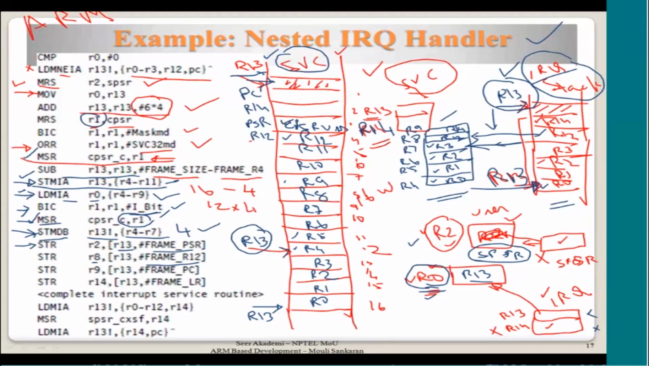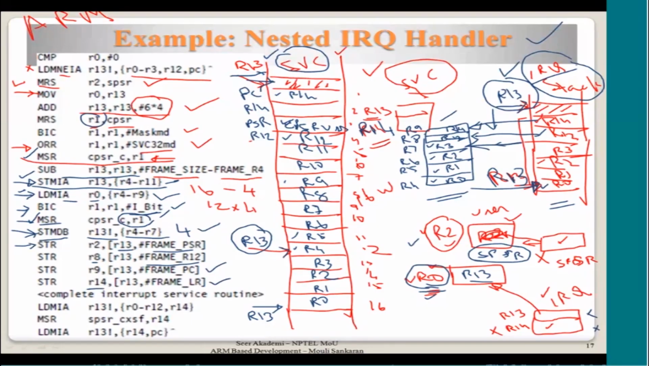Now R9 to PC. What is R9 having? R9 is having the R14 value, which was modified, subtracted by 4. This is the original user mode code address where it is supposed to go back to after the service routine is done. So R14, that is the return address, will come here. That is what is done here, and then R14 to link register.